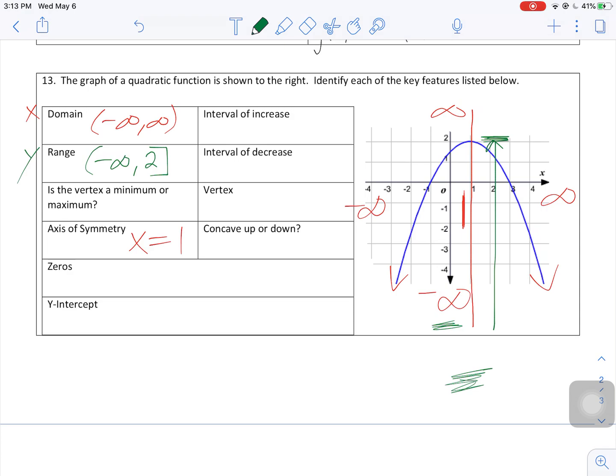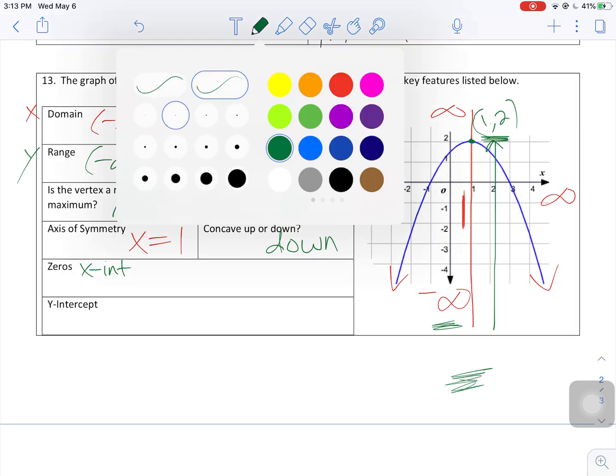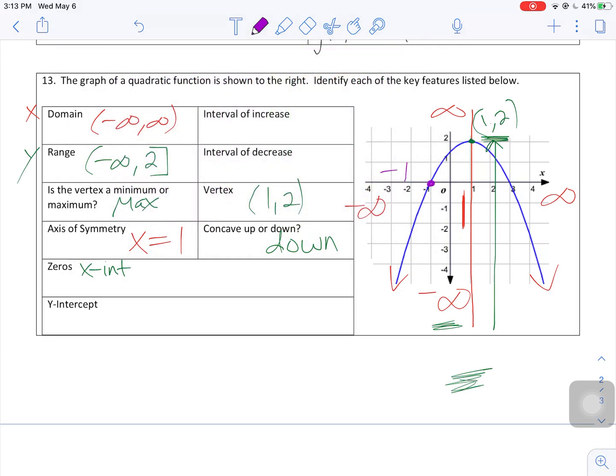Is the vertex a minimum or maximum? It's a maximum because it's the highest point on the graph. The vertex itself is 1, 2, right up here, 1, 2. And then it's concave down, obviously, because it's pointing down. Zeros are x-intercepts. So zeros, solutions, roots, x-intercepts, it's all essentially the same thing. So we have an x-intercept right here at negative 1, 0. And then we have another one right here at 3, 0.